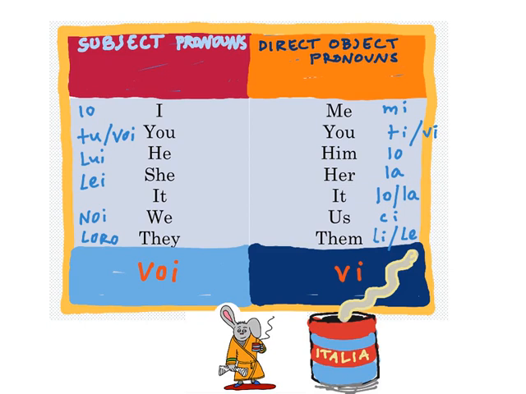So let's see. These ones are subject pronouns in English and Italian, these ones are the direct object pronouns. Yeah? So that's how they correspond between English and Italian. The only difference is that voi, which is you, informal, plural in Italian, has to be added to that little table. Yeah?